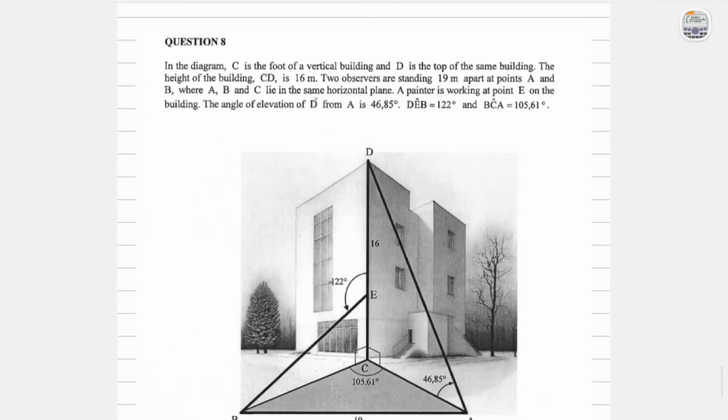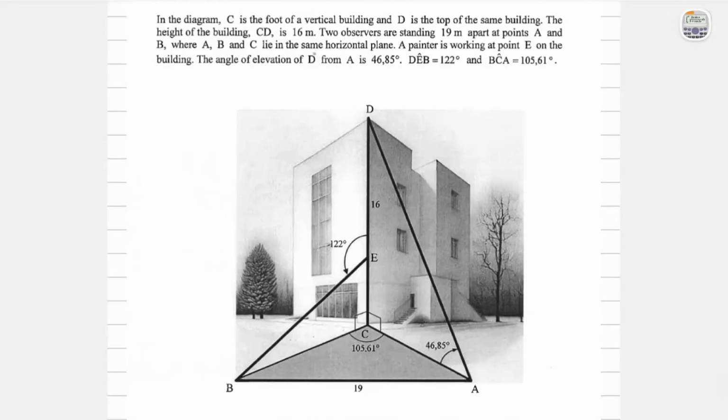Question 8 says, in the diagram, C is the foot of a vertical building and D is the top of the same building. The height of the building, CD, is 16 meters, as we can see. Two observers are standing 19 meters apart at points A and B, where A, B, and C lie in the same horizontal plane. Okay, so that's like the ground. A painter is working at point E on the building.